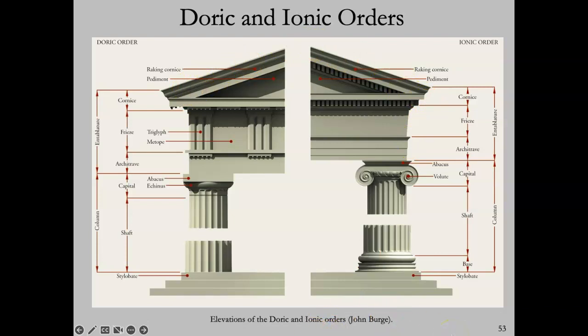However, there are certain characteristics that differentiate these orders from one another. There's actually several orders. There's a third order called Corinthian, but that comes along later, and we'll discuss that when we get to the late classical period. But in the Archaic period, we only talk about the Doric and Ionic. And these labels, Doric and Ionic, come from the regions in which they were developed. So the Dorians developed the Doric order and the Ionians developed the Ionic order.